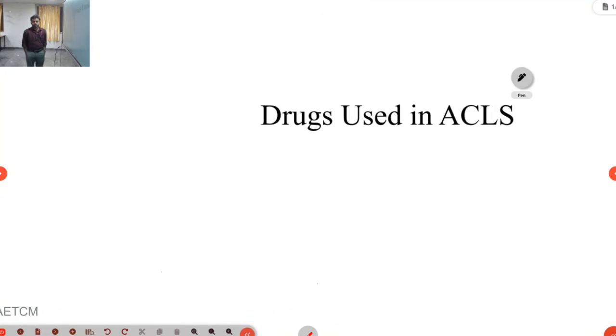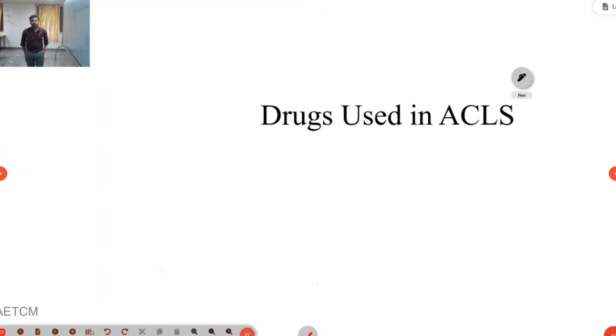Today let's discuss the drugs that are used in ACLS. We already know that what differs ALS from BLS is the usage of drugs, the usage of advanced airway management techniques, and performing defibrillation and cardioversion. The remaining things we can perform in BLS, but here we will be using the drugs, defibrillation, and advanced airway management. So that is the difference between BLS and ACLS.